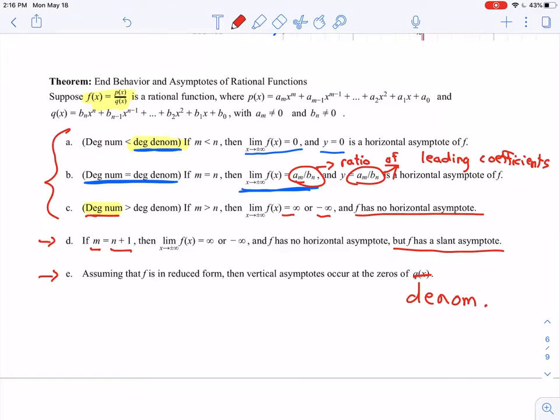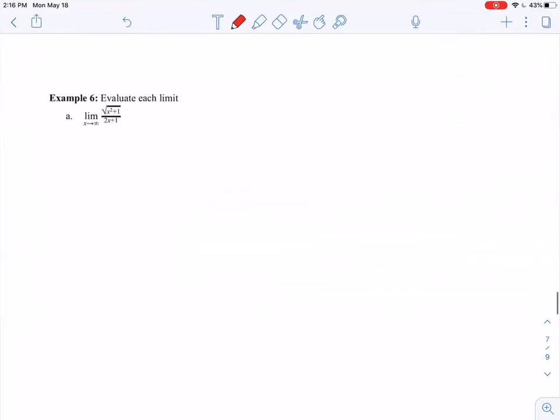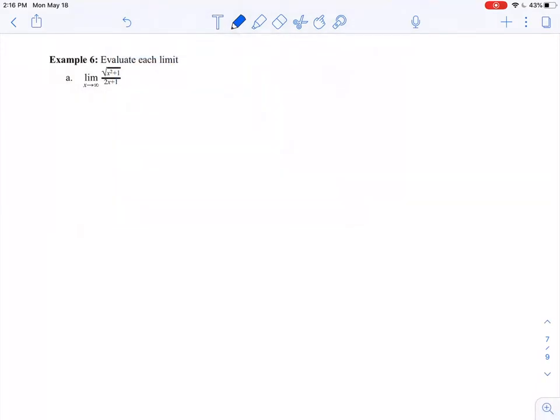So let's look at a couple more limits at infinity here. We're actually going to work with some radical functions, which are a little bit tricky, but I'll show you the tools that we need in order to deal with this. So here I have the limit as x approaches infinity of the square root of x squared plus 1 over 2x plus 1. In a situation like this, I'm going to look at that and say, boy, that looks an awful lot like a rational function here.